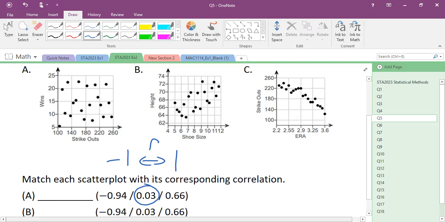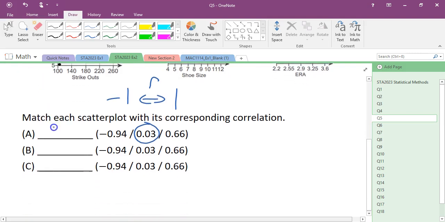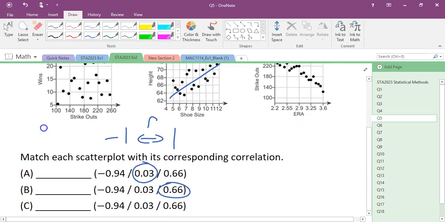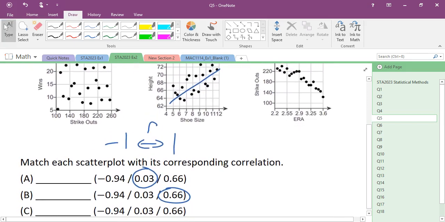All right, so B. Yeah, 0.666 because it's in the positive direction. It looks like it is going upward. And the only one that is positive down there that we can use is the 0.666, which makes sense also because the dots are a little bit more spread. The closer you are towards 1, the closer your dots will be. The closer you are towards -1, the closer your dots will be in your scatter plot.